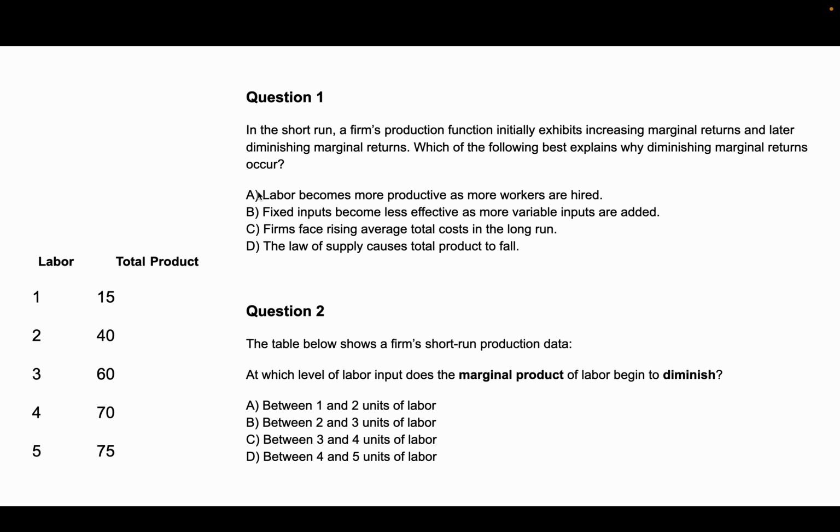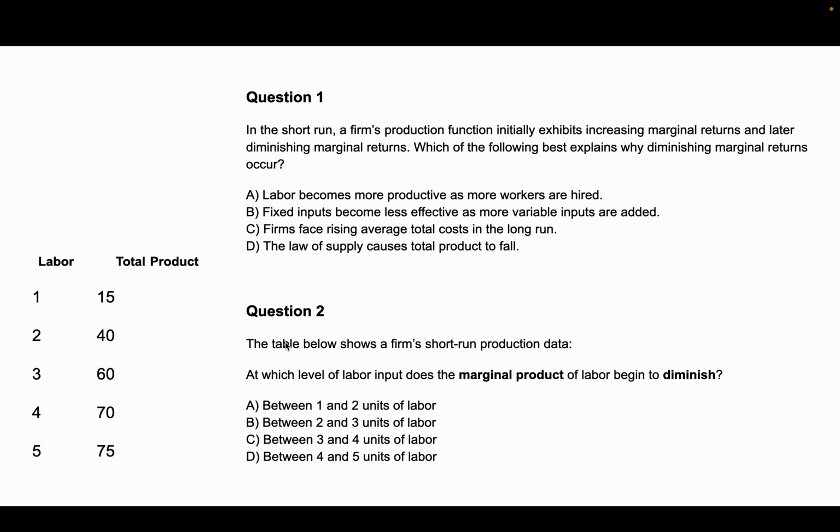Fixed inputs become less effective as more variable inputs are added. And this makes sense. We have a limited amount of capital, our fixed inputs, so they become less and less effective. When we're moving apartments, let's say there's 100 people. Well, we still have 1 or 2 tape dispensers, so it becomes a huge crowded line. Because of that limited capital but a huge amount of variable inputs, we see that it's less and less productive. So the answer would be B.